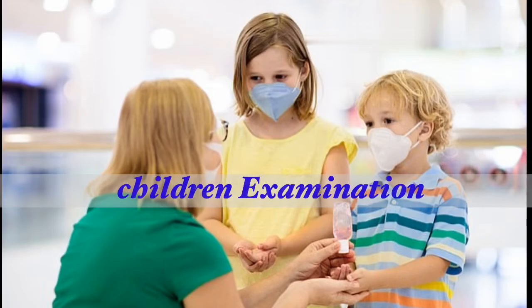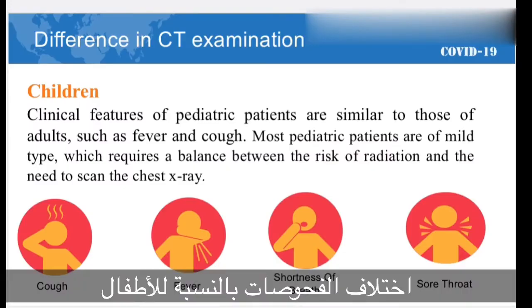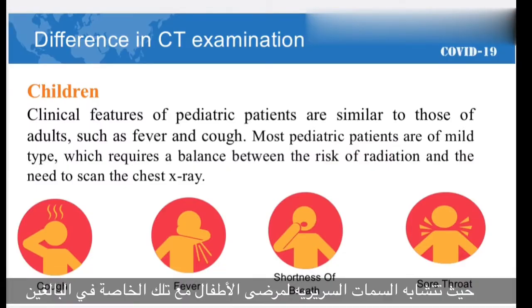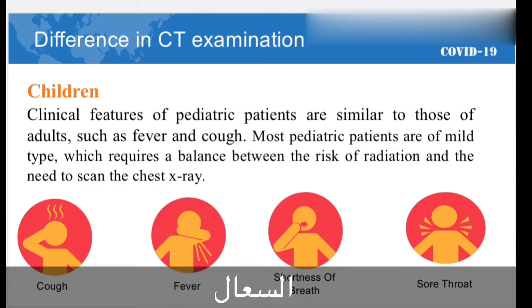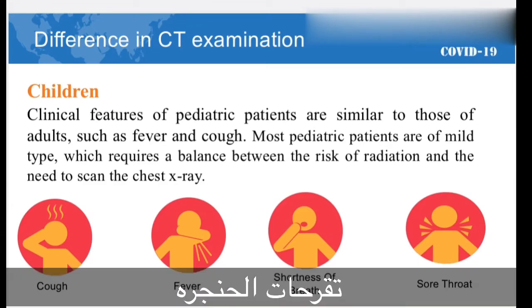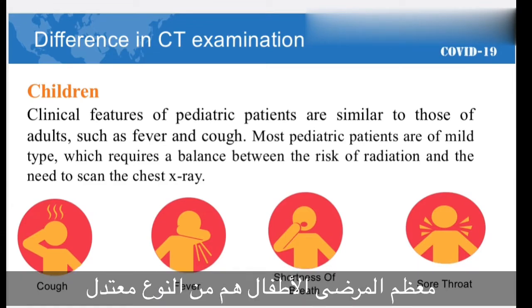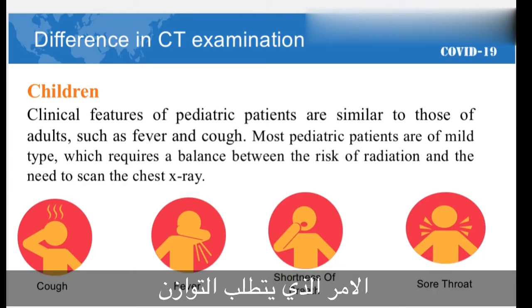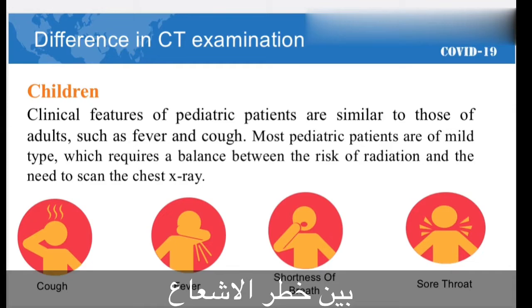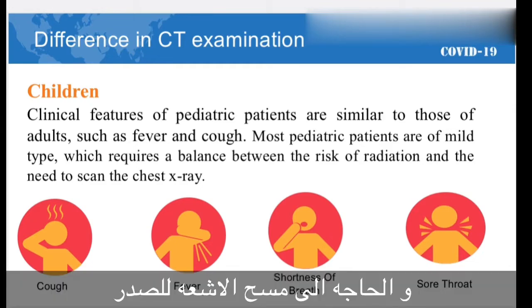The examination is different for children. Clinical features of pediatric patients are similar to those of adults, such as fever, cough, shortness of breath and sore throat. Most pediatric patients are of mild type, which requires a balance between the risk of radiation and the need to scan the chest with X-ray.